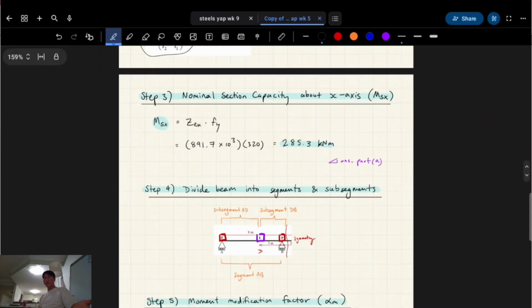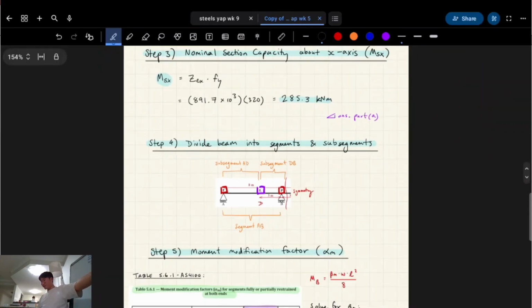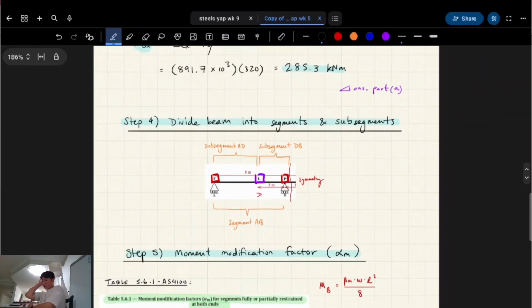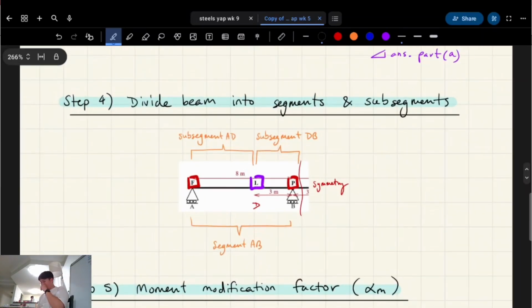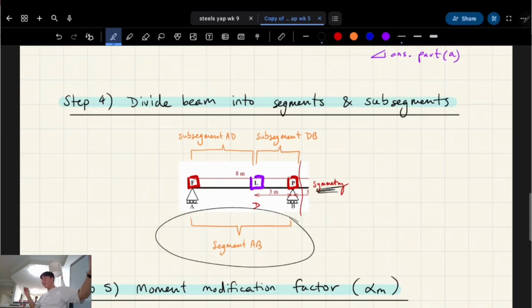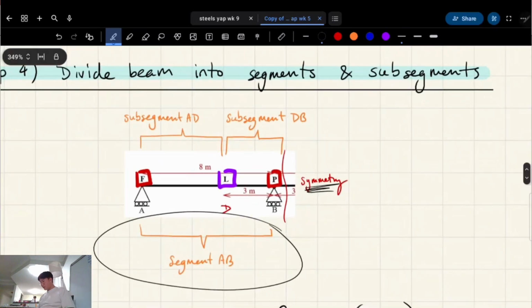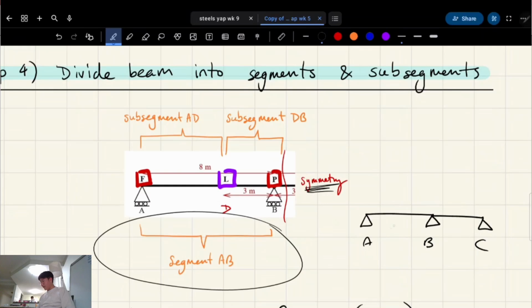So we can easily find MSX because we found ZEX. We can now divide the beam into segments and subsegments, and like Sue mentioned earlier, there's symmetry, right? So you only have to worry about the left half of the beam. We call this segment AB, because remember the beam was ABC, and we've called this point with lateral restraint point D. So we have segment AB, subsegment AD, and subsegment DB.